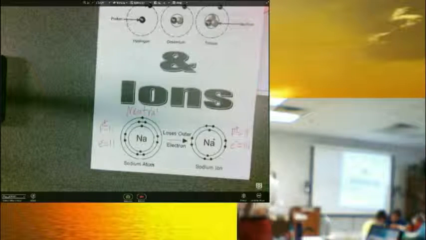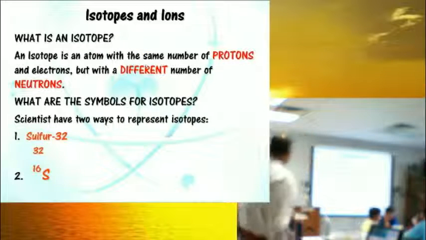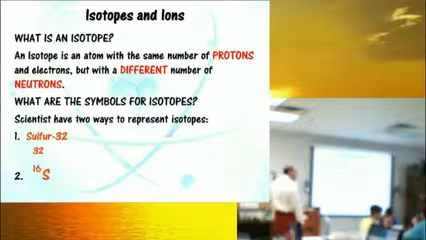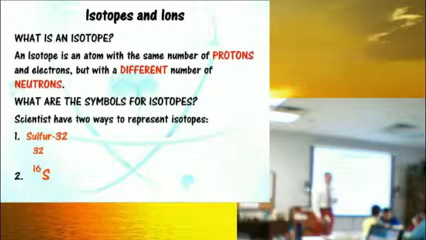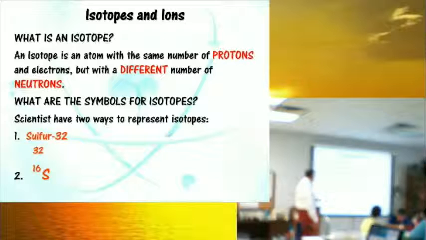So go ahead and open up your journal. Let's go through this. Follow along. You'll need to be drawing some stuff and filling in some blanks. And we're going to talk about this in a little bit more detail now. Okay. So, what is an isotope? An isotope is an atom with the same number of protons and electrons, but with a different number of neutrons. It's the only thing that changes. It's a different number of neutrons.